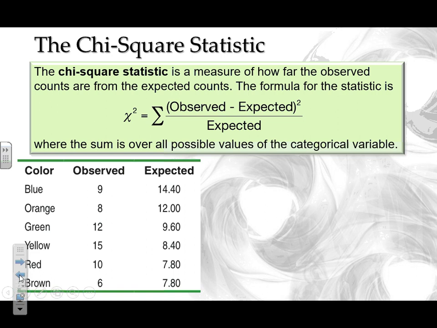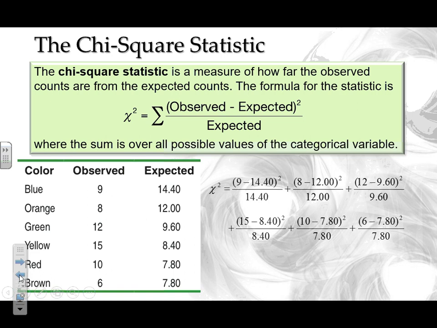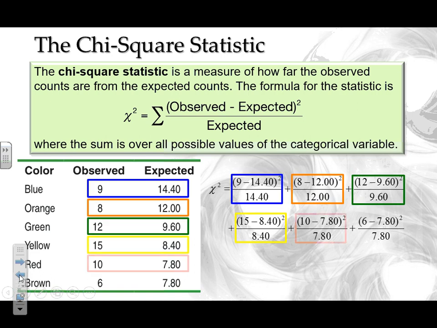So, when we take our observed minus our expected, we square it to get our positive values, and then we divide by the expected number. So it's observed minus expected squared divided by expected. Now we do that for each category. So we would take the blues, the oranges, the greens, the yellows, the reds, and the browns. And we would calculate an individual value for each of those categories.